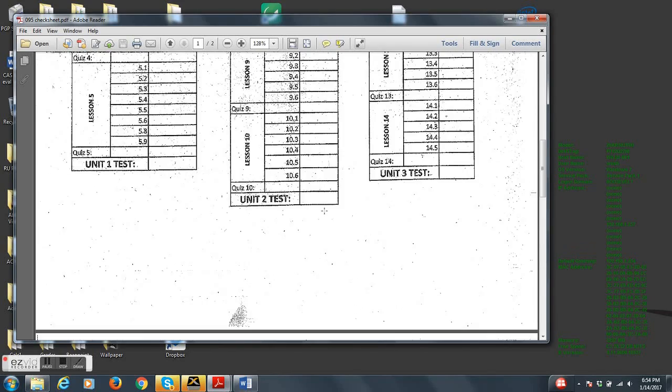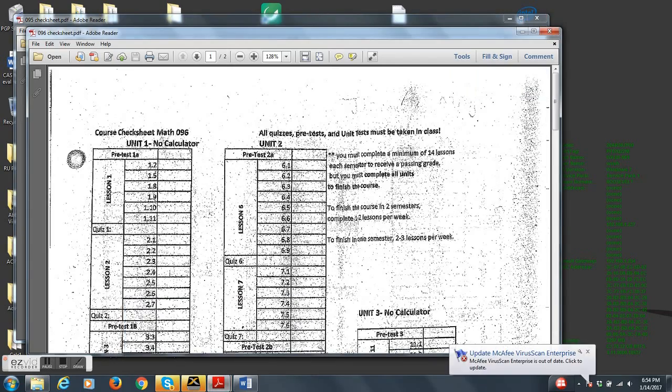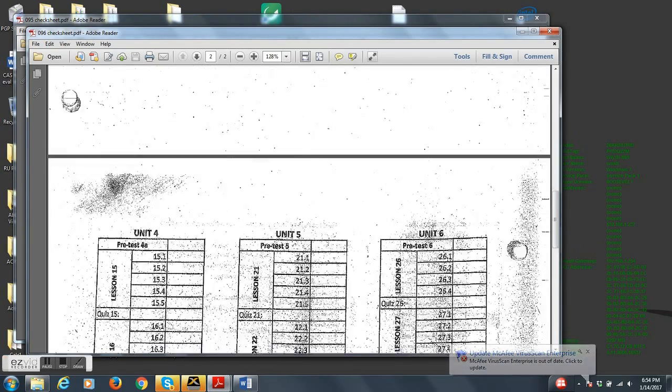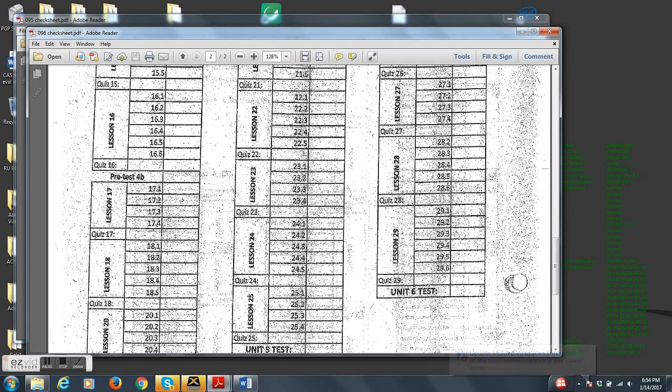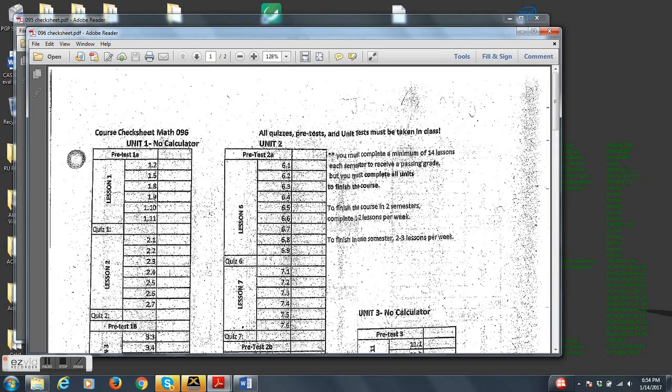So there are either 5 units or 6 units, depending on if you're in Math 95 or Math 96. Right, so that's really the only difference in the classes. They have the same stuff, and they'll mostly look the same and be doing the same amount of things.